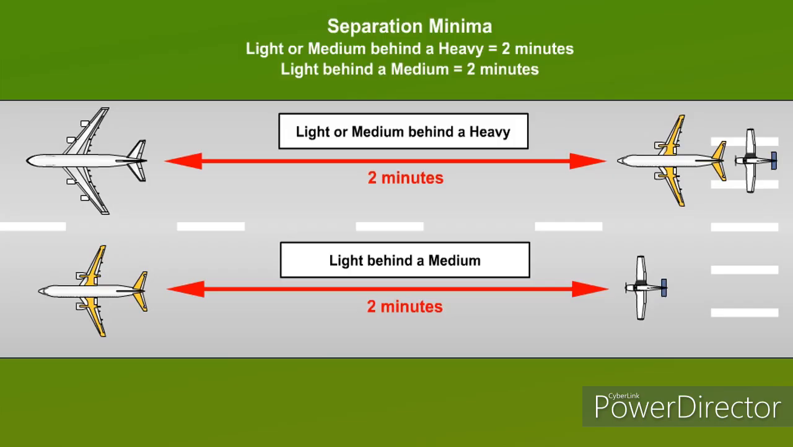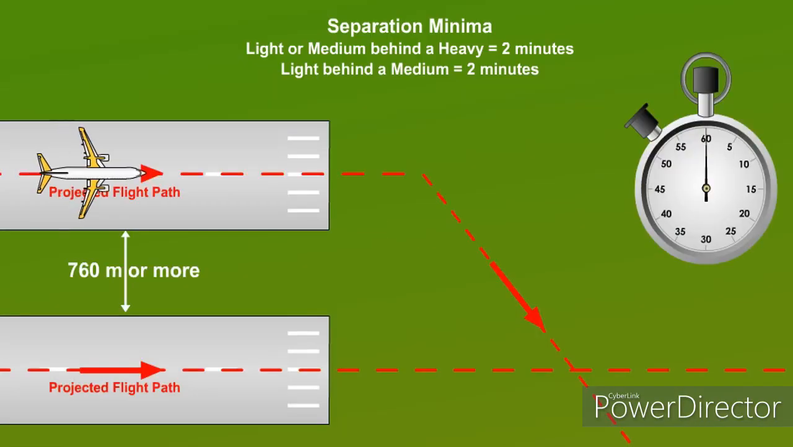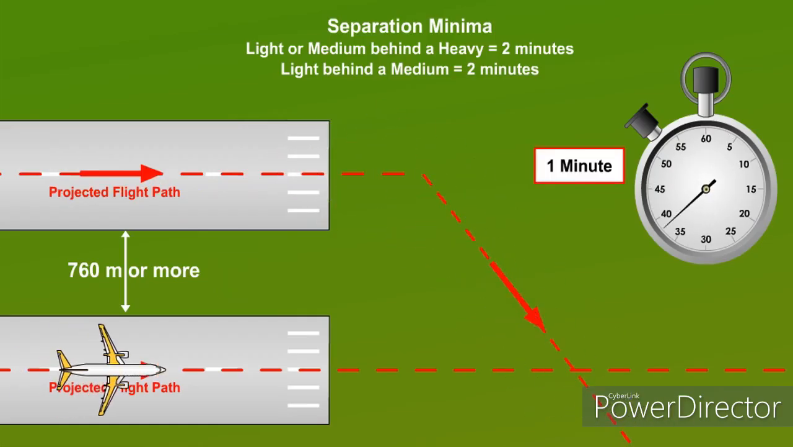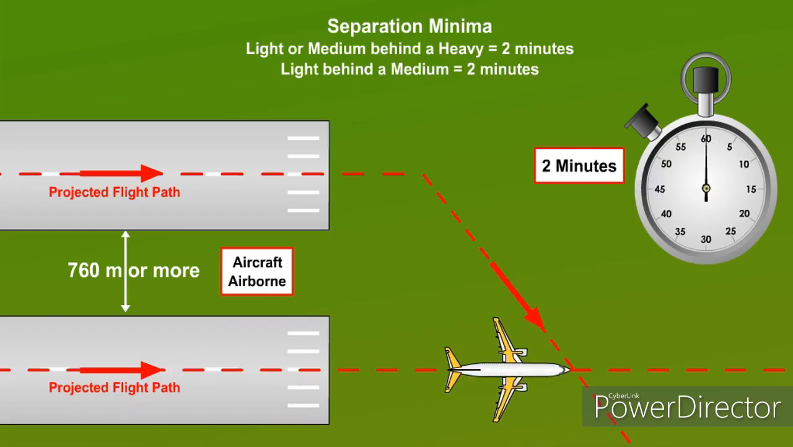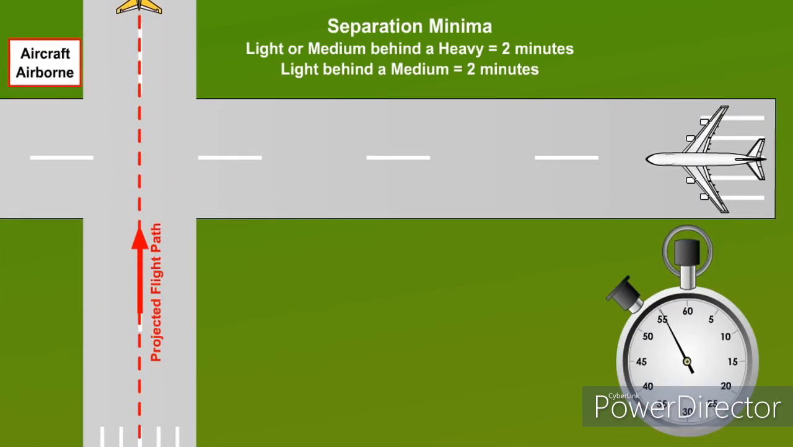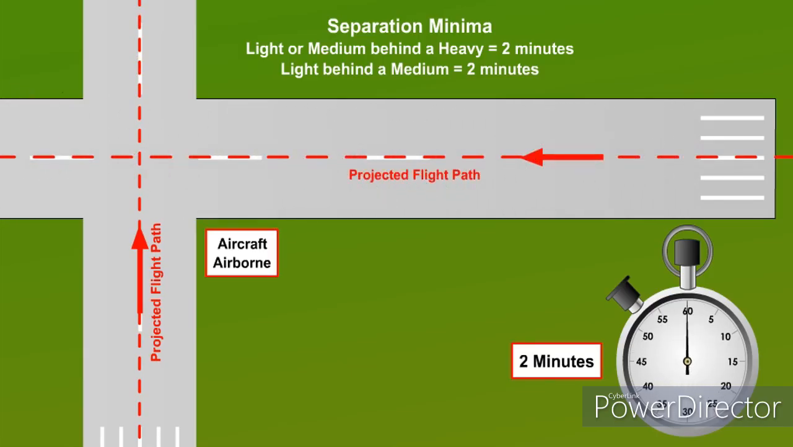Aircraft are using the same runway, or parallel runways separated by less than 760 meters, or parallel runways separated by at least 760 meters if the projected flight path of the second aircraft will cross the projected flight path of the first at the same altitude or less than 1,000 feet below it, or crossing runways if the projected flight path of the second aircraft will cross the projected flight path of the first at the same altitude or less than 1,000 feet below it.